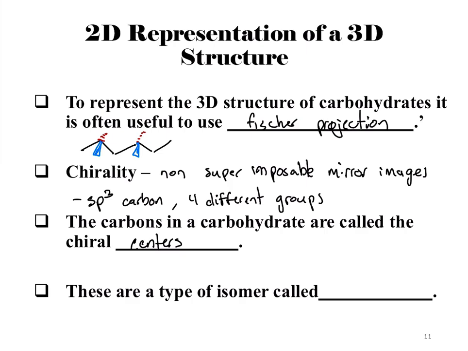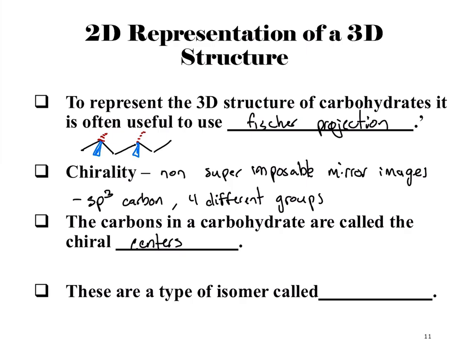And so what we do when we represent these carbohydrates is we take this 3-dimensional structure, right? So the bolded blue lines there, that means those groups are coming out of the page. The dashed ones mean that they're going into the page, right? So I'm trying to represent a 3D structure in 2D.